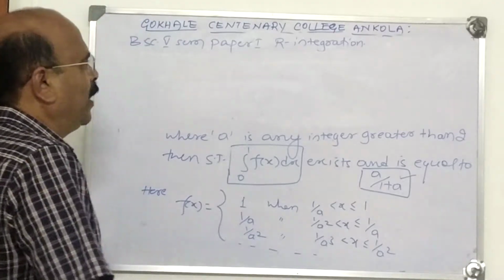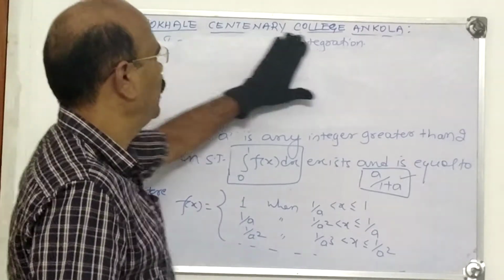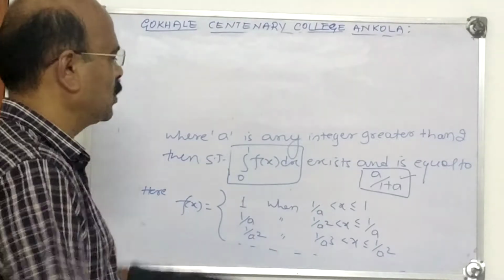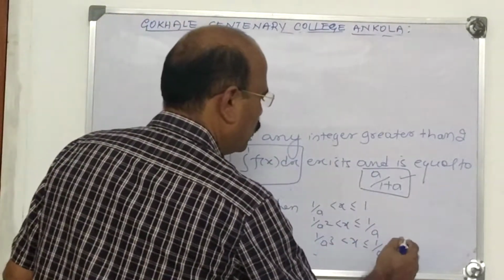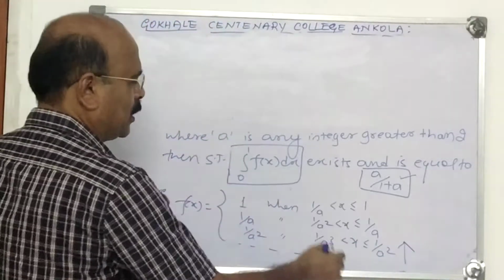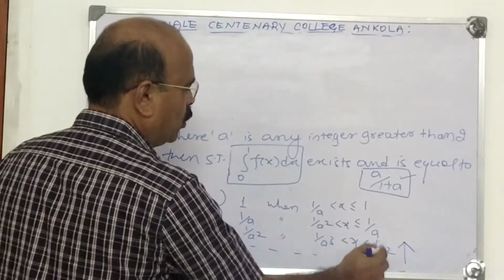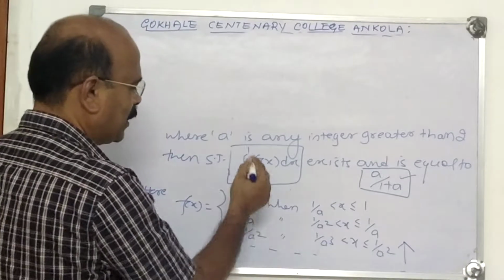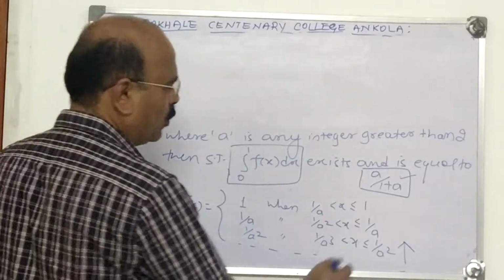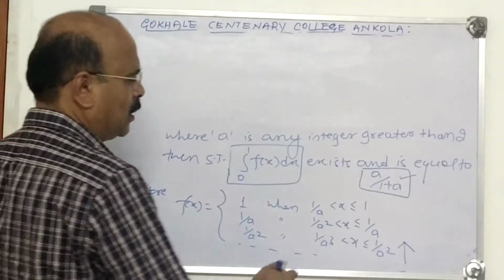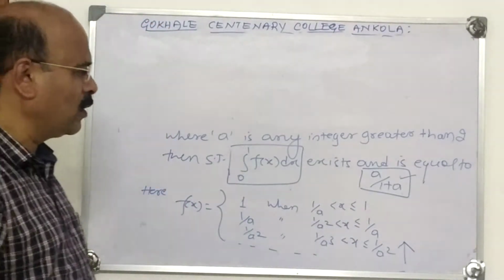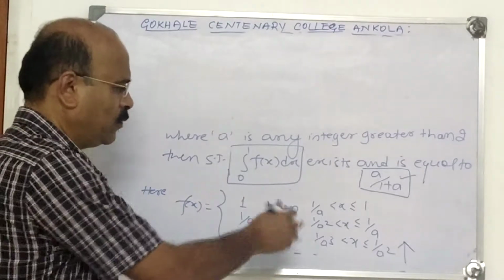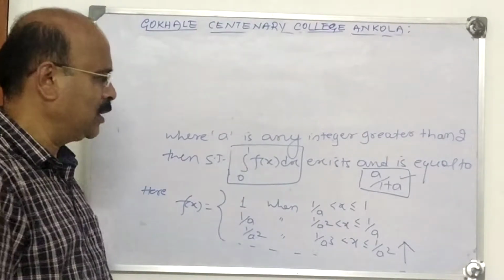Now, why is it integrable? It is integrable because you have studied properties of integrable functions. Here, as the value of x increases, f(x) also increases. Therefore, f(x) is an increasing function here. Every monotonic function is integrable. Therefore, it is integrable. First reason.